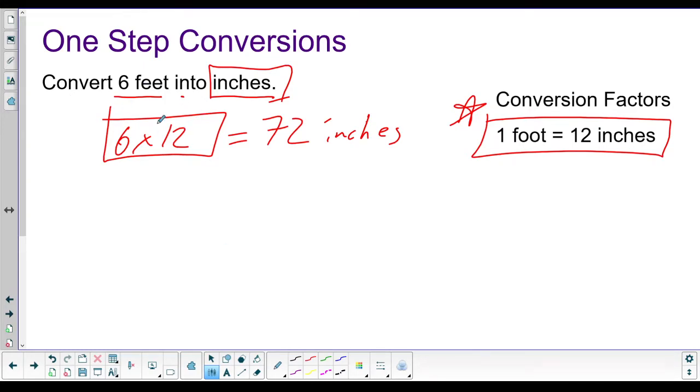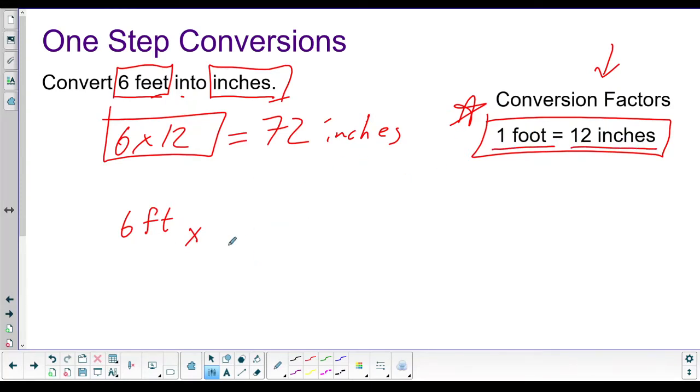So you want to start with whatever you know at the beginning. What are you converting from? What's the initial thing that they give you? And you're going to write that down with the units attached to the number. So we're going to write down 6 feet. Then we're going to take our original number or unit or whatever value they give us, and we're going to multiply it by our conversion factor, or our conversion ratio. And we're going to set up a fraction using these two things.